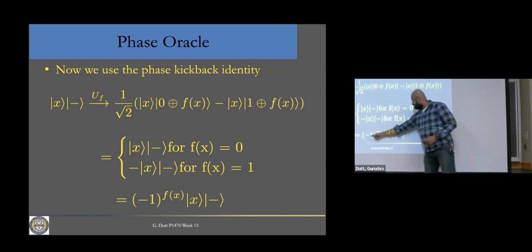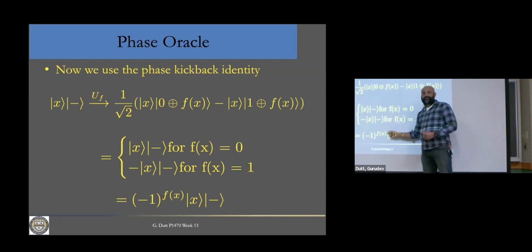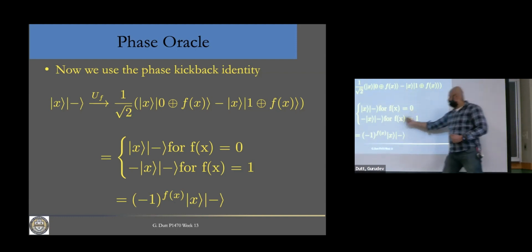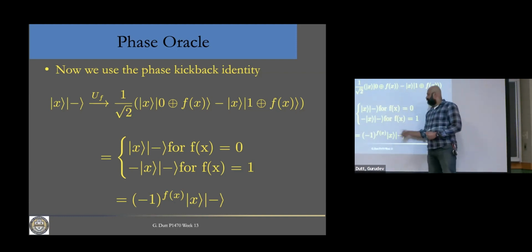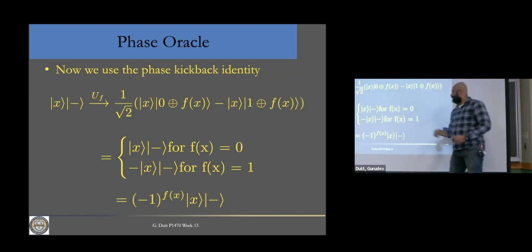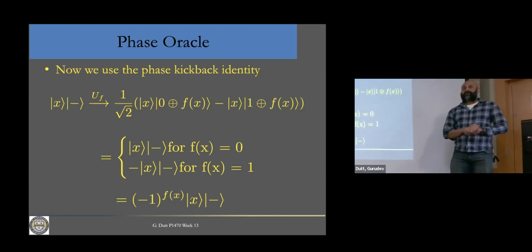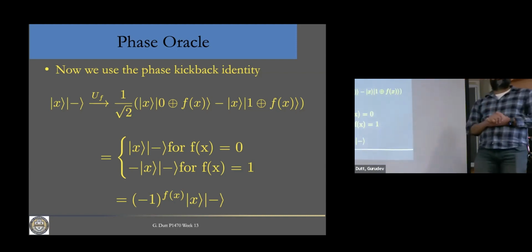which can be rewritten as -1 to the power f of x times x minus. Because if f of x is 0, then -1 to the 0 is just 1. If f of x is 1, -1 to the 1 is a minus sign. So this is just minus times x minus. So this is the phase kickback identity, okay? Or using the phase kickback idea.